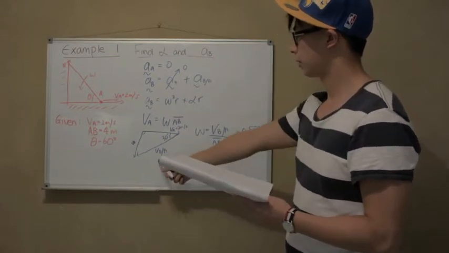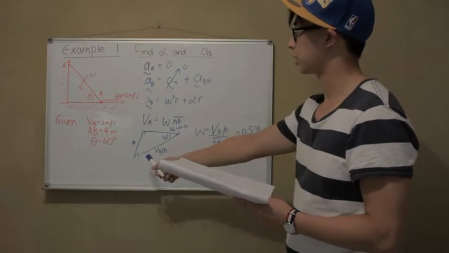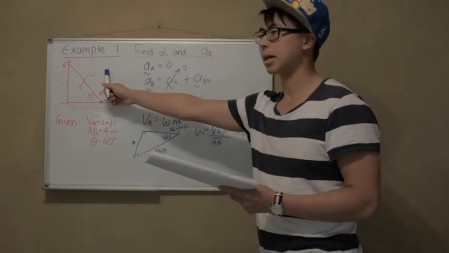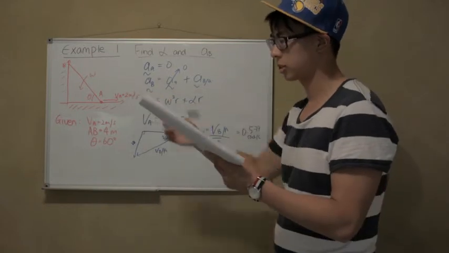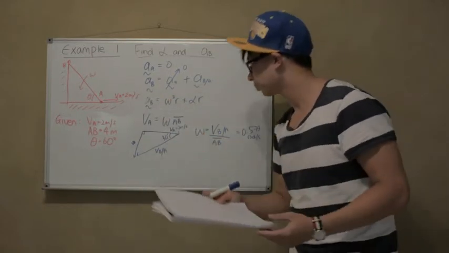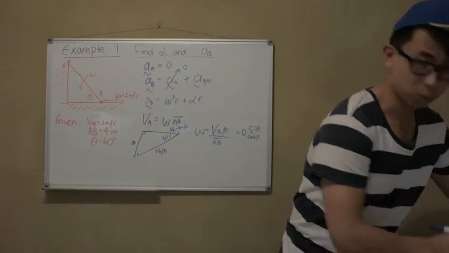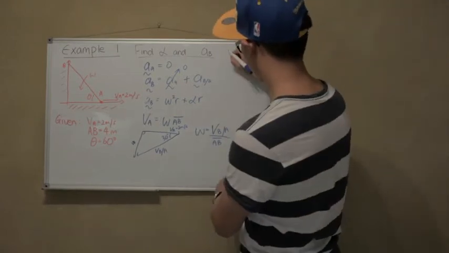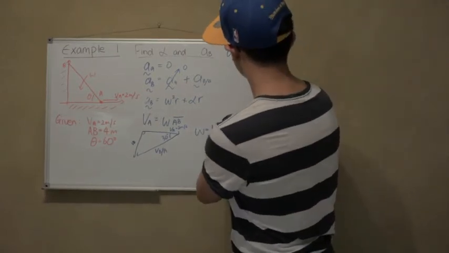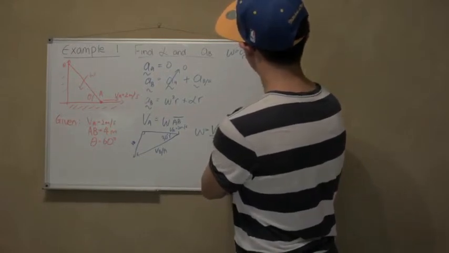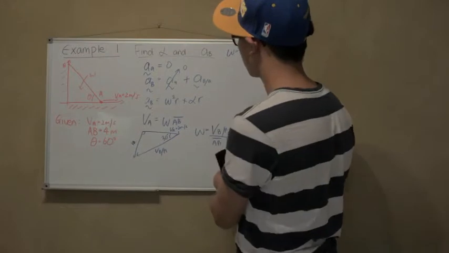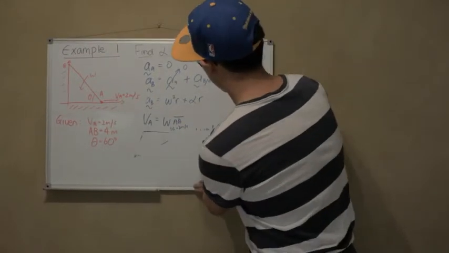Now, as the velocity of B relative to A is moving in this direction, we know that the angular velocity is moving in the correct direction as shown in the diagram. So with all of that in mind, we can write omega is equal to 0.577 radians a second in that direction, and we can continue solving our problem.